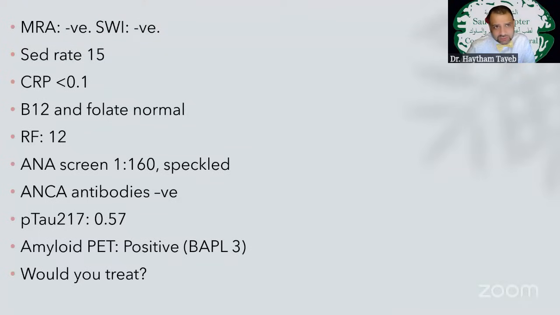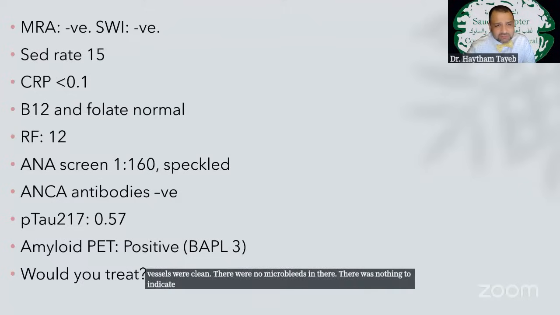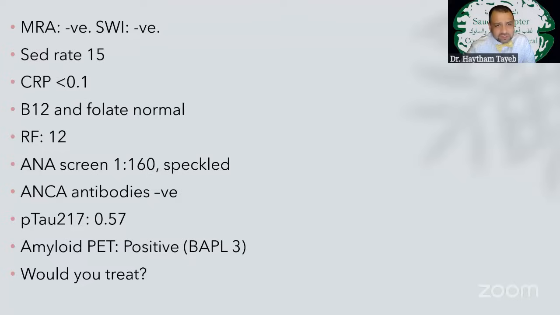And what I did was I ordered this stuff. Her vessels were clean. There were no microbleeds in there. There was nothing to indicate significant vasculitis. This is her tau 217, and this is her amyloid PET. So what would you do? Who would you treat? Positive amyloid with some memory decline.